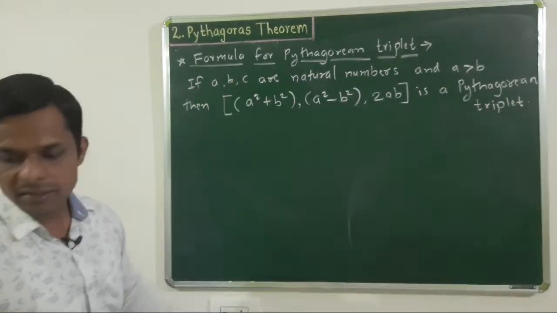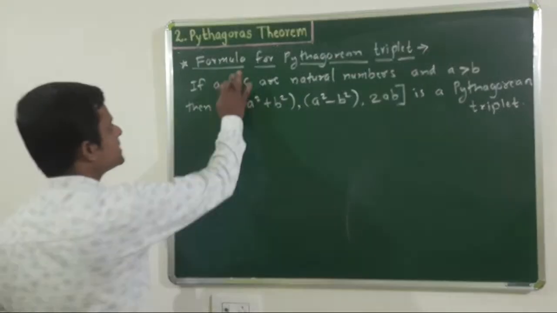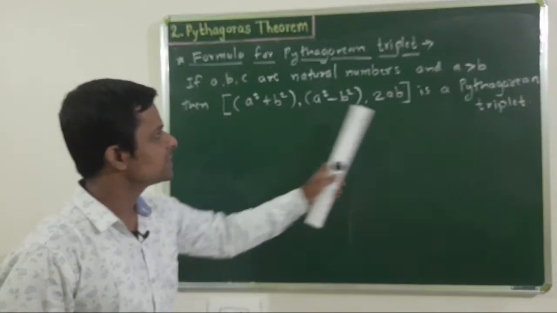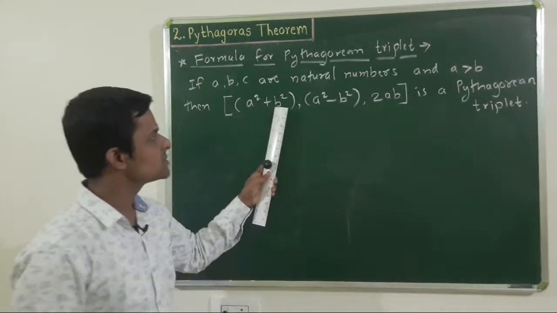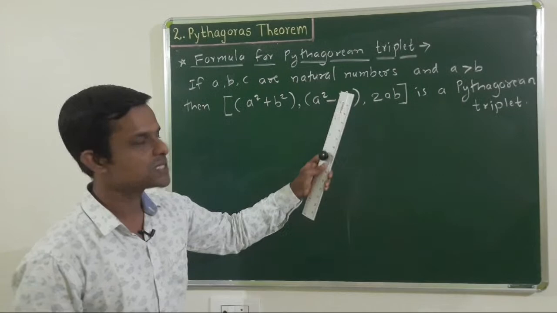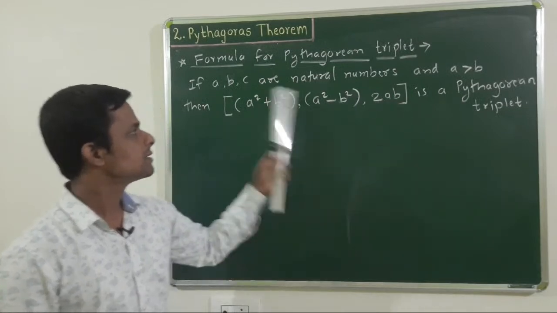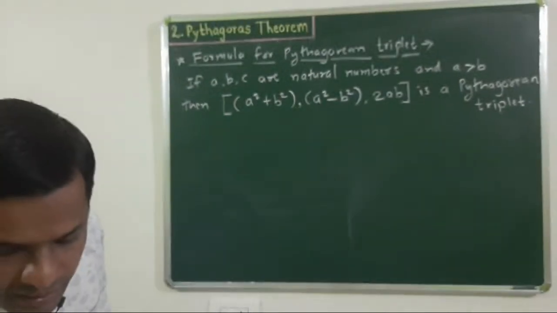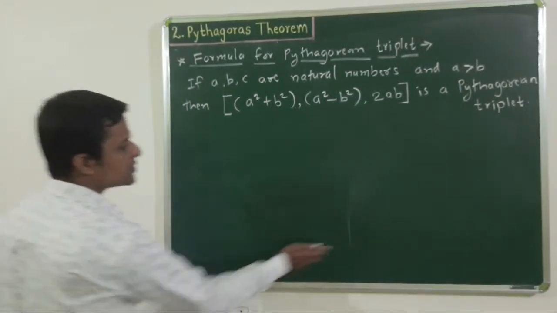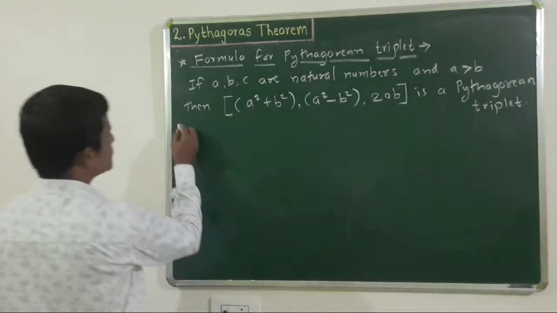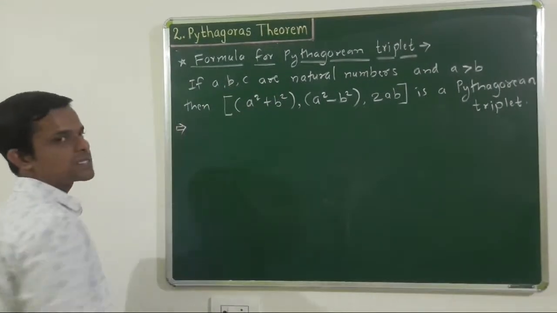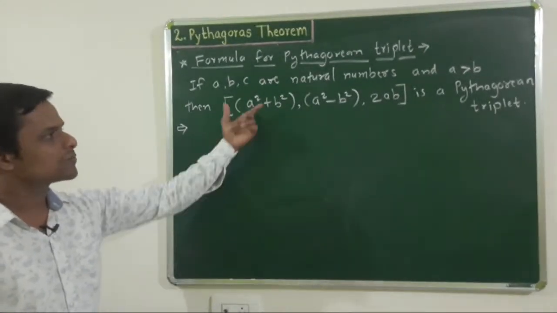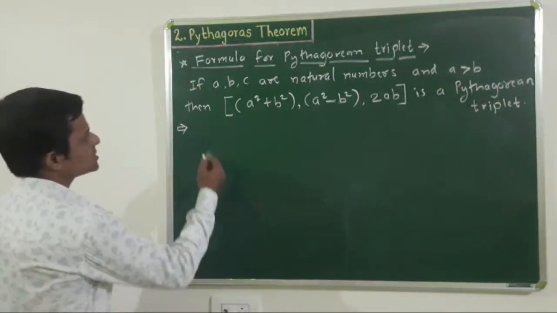See, a, b, c are three natural numbers, and a is greater than b. Then these three numbers, that is first number a square plus b square, second number a square minus b square, and third number 2ab, form a Pythagorean triplet. Now we'll check whether these three numbers form a Pythagorean triplet or not. For that we have to check that the square of the largest number is equal to the sum of squares of the remaining two numbers. Before that we'll find the squares of all three numbers, then we'll take the sum.